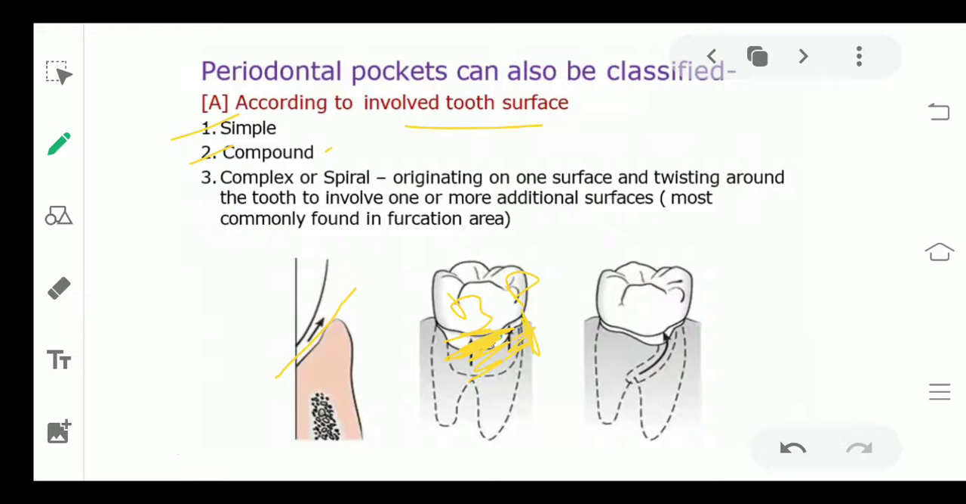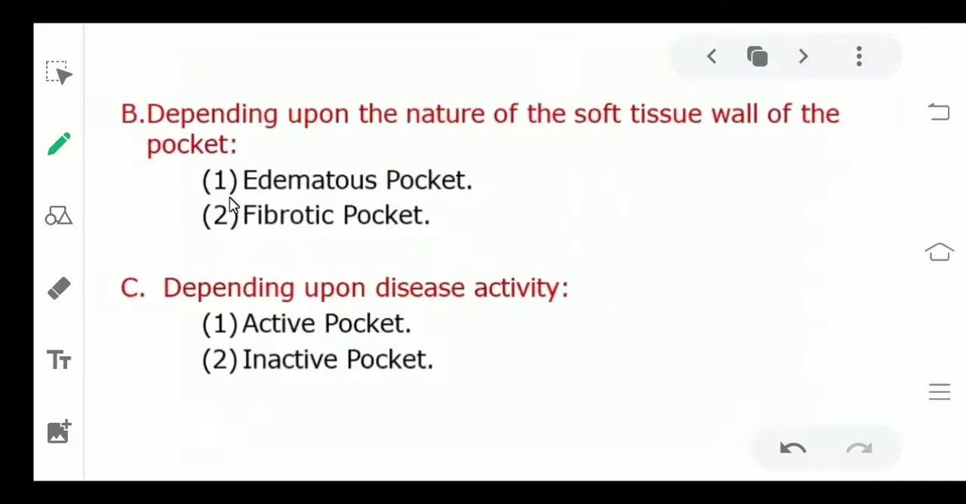What is a complex or a spiral pocket? Originating from one surface, it has originated from the proximal surface and it is moving towards the buccal end, and this is said to be a spiral, originating from one surface and twisting and reaching the other surface. This is the spiral pocket.